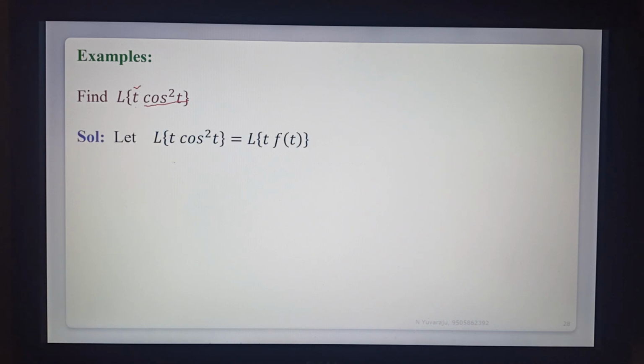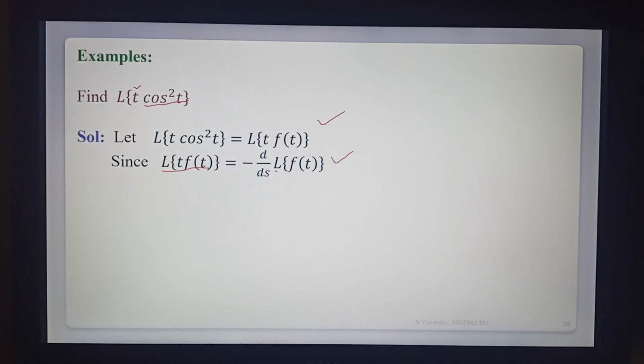This is the Laplace transformation of multiplication by powers of t. See the example here. Find the Laplace transform of t into cos square t. See how it is: it is multiplication by t. So this is f of t, and this is multiplication by t. So L of t into cos square t is equal to L of t into f of t. Since we know that the Laplace transformation of multiplication by t is equal to minus d by ds of L of f of t.